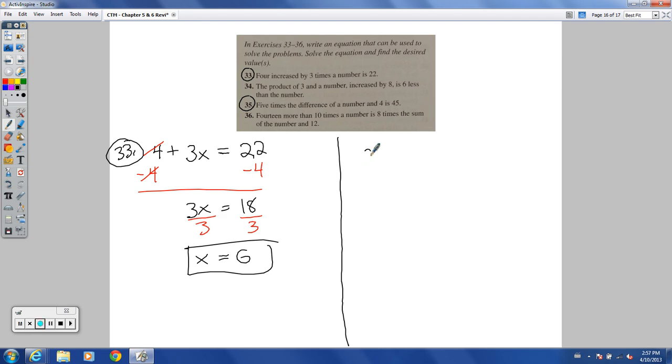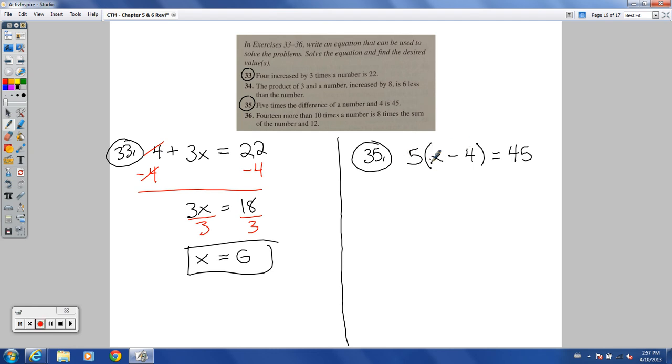Number 35, 5 times the difference of a number and 4 is 45. I know this is going to equal 45. 5 times the difference of a number and 4. So we're taking 5 times, and then the difference of a number and 4. That would look like subtracting 4 from the number itself, from x. The way it's worded, this would be the way we'd want to do that.